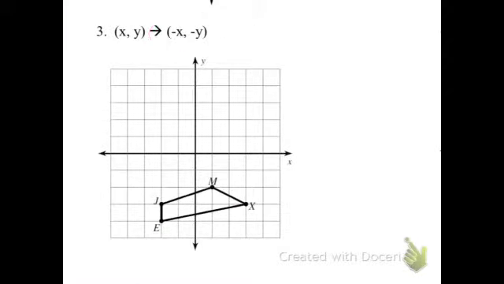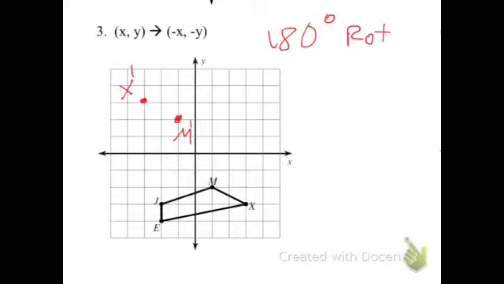This transformation of just making the opposite signs for your coordinates is a 180 degrees rotation about the origin. And so all you have to do is just make the signs for all your coordinates the opposite. So M was at 1, -2, now it's -1, 2. X is at 3 and -3, so it's going to be -3, 3 for my X prime.